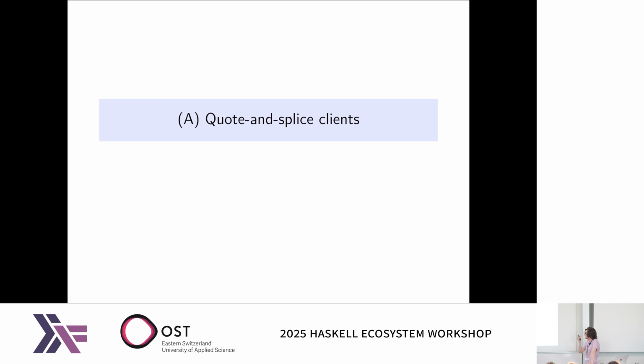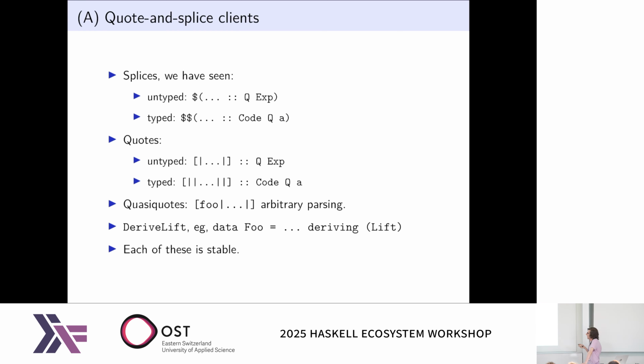Quote and splice clients, right? These are the actual features and what they look like. So we've got splices, as we've said, for inserting code. We've got quotes for creating code expressions from syntax. We've got quasi-quotes for arbitrary parsing. And we have derived lift for giving lift instances without actually writing any syntax trees. And all of these are quite stable.